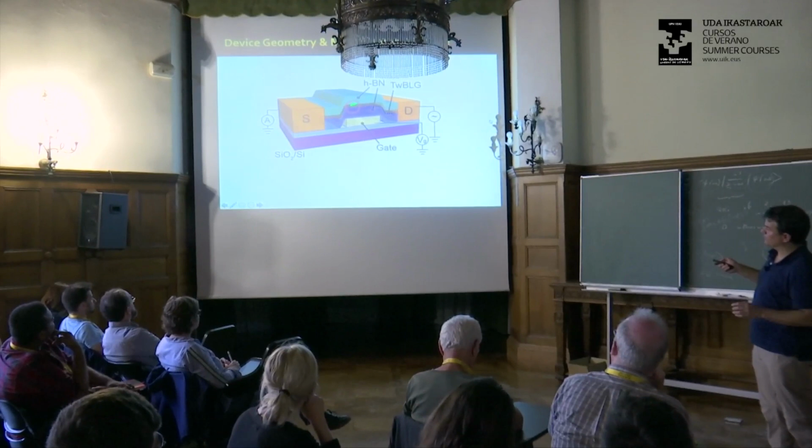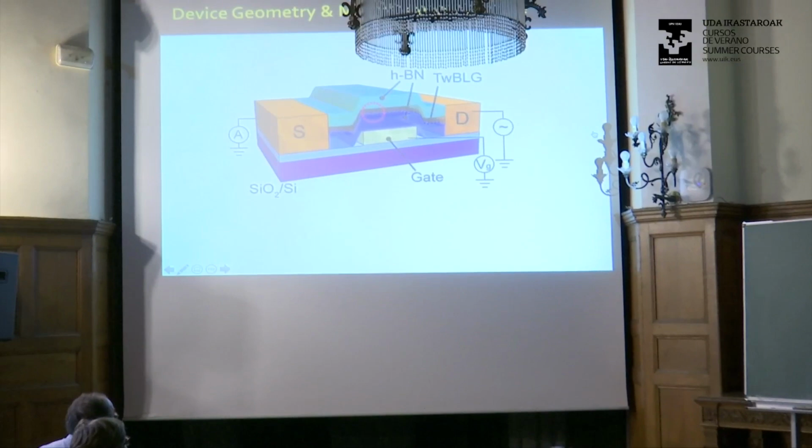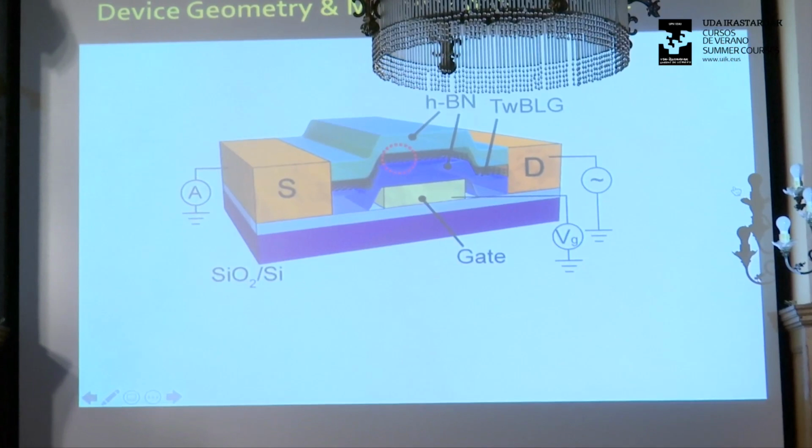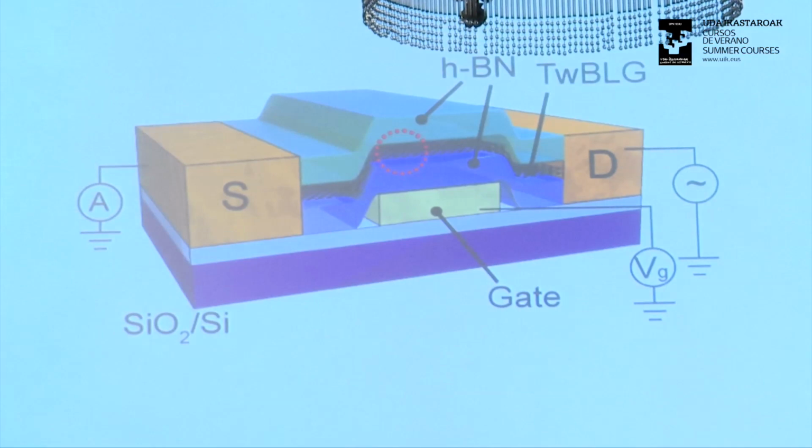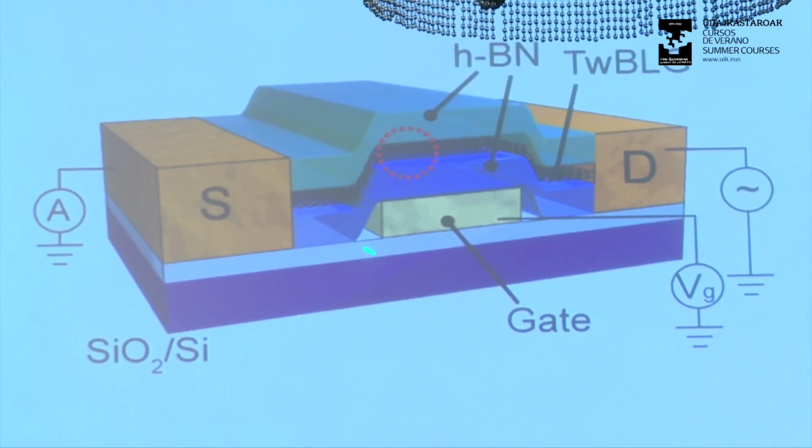It is encapsulated bottom and top in hexagonal boron nitride, so that we make as high quality a device as possible. It is contacted by source and drain electrodes so that we can apply a voltage and measure a current. And we have a nearby metallic electrode which forms a parallel plate capacitor with the twisted bilayer graphene so that we can electrically change the density of electrons. So this is a field effect transistor geometry. We can electrically change the density of electrons in our magic angle graphene.